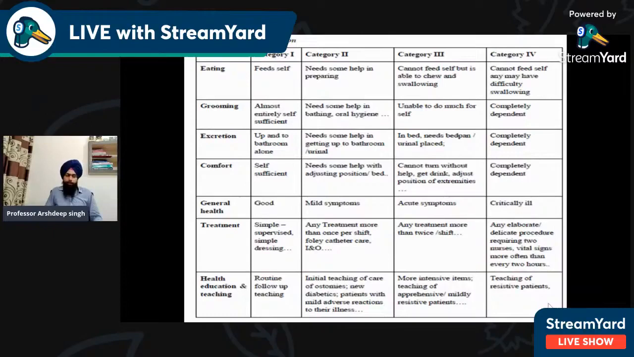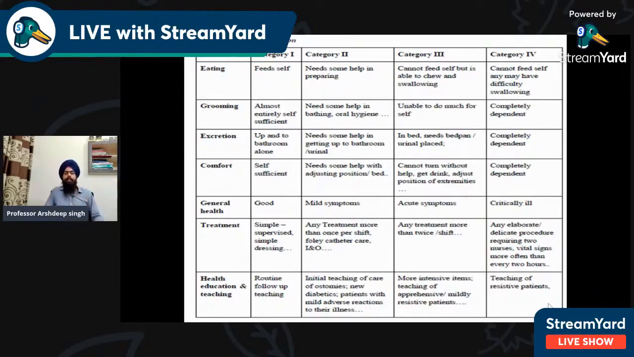Third is excretion: up and to the bathroom alone. The second category includes needs some help in getting up to the bathroom or urinal. Next is in bed, needs bedpan placed. And the last one is completely dependent, and we have to categorize that type of patient in category 4. So you can see that we are categorizing the patients, and this is actually what we do in hospital.